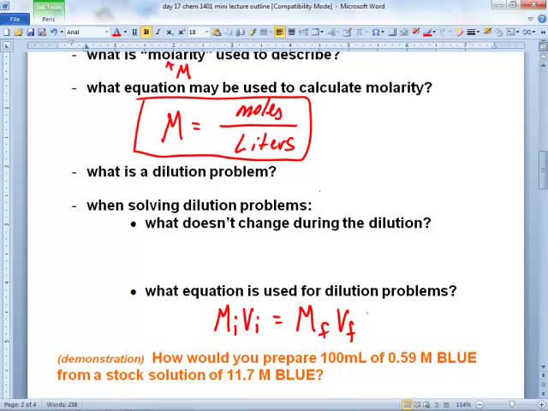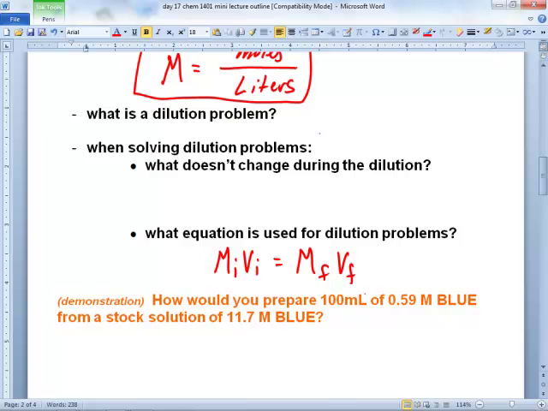So let's try one of these. How would you prepare 100 mLs of 0.59 molar blue? See, here's my 11.7 molar blue, and I want to make 100 mLs. So I found a little flask that says 100 mLs on it. It's got the little mark on there. And I want to make 0.59 molar blue.